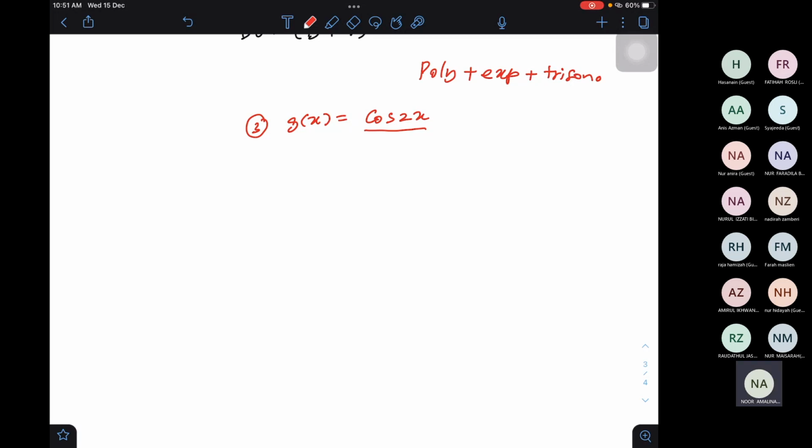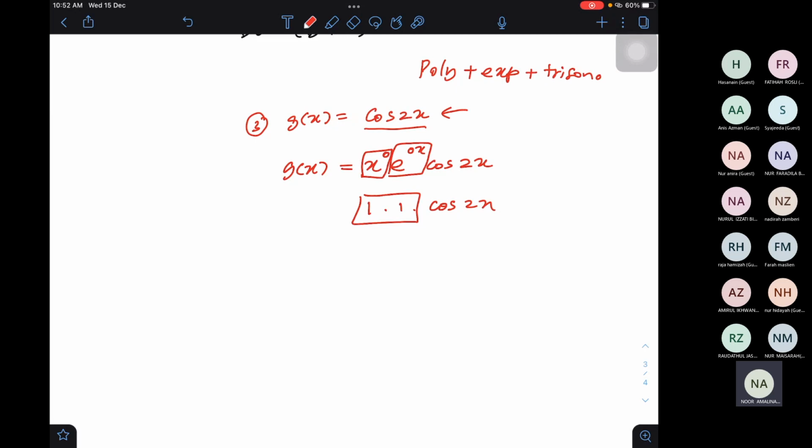Bila you cannot see, bila tak ada dekat depan ni, you anggaplah, okay, you punya gx sebenarnya x power 0, exponent 0x cos 2x. Why? X power 0 equal to 1, exponent power 0 equal to 1, cos 2x. That's why kita tak nampak yang depan. So whenever you only see the trigonometric function alone, terus tulis polynomial dia power 0, exponential dia pun power 0. Okay, but you need to always remember that the trigonometric function, bila kita nak guna annihilator approach, dia mesti datang dengan polynomial dan exponent. Mesti.